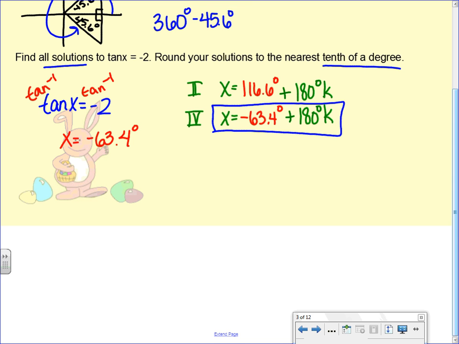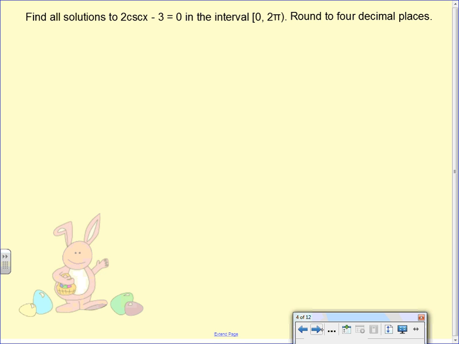Okay, so again, one or the other. If you list both, that's fine. I won't take points off. So you don't really have to know what quadrant it's in. Not for tangent, cotangent. Okay, let's try this one.